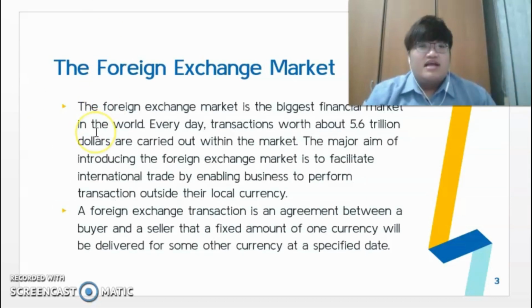The foreign exchange market is the biggest financial market in the world every day. Transactions worth about $5.6 trillion are carried out within the market. The major aim of introducing the foreign exchange market is to facilitate international trade by enabling businesses to perform transactions outside their local currency. A foreign exchange transaction is an agreement between a buyer and a seller that a fixed amount of one currency will be delivered for some other currency at a specific date.